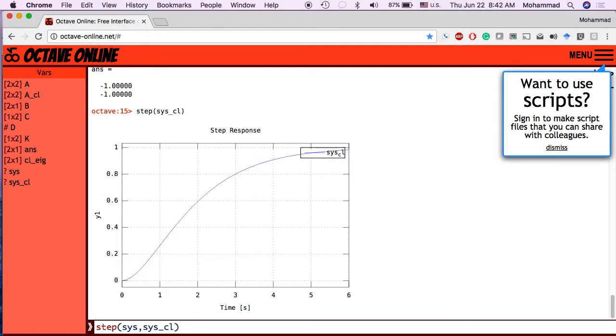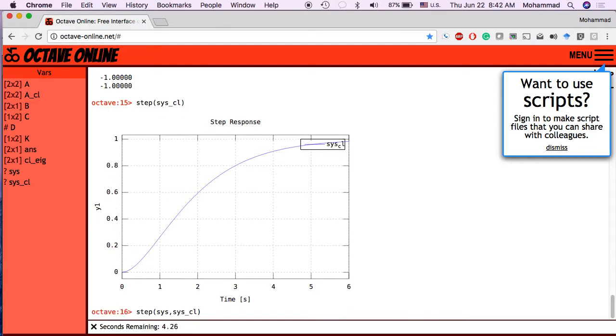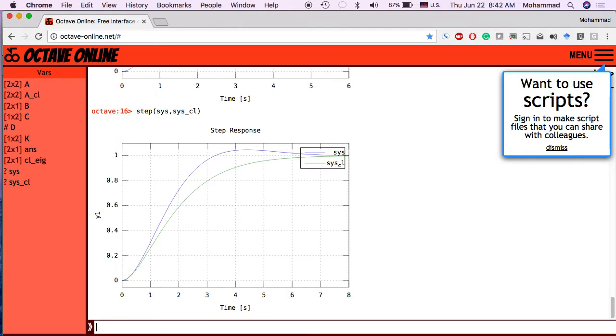I don't know if this allows me to do it. So to look at both step responses next to each other, open loop and closed loop. Yes, it does. So which one is open loop? Blue or green? Blue is open loop. It had zeta of 0.7, so we had a bit of oscillation. But for a closed loop, no oscillation anymore.